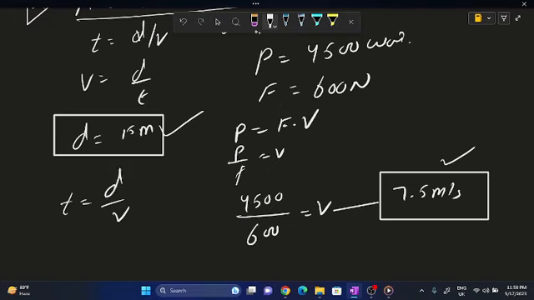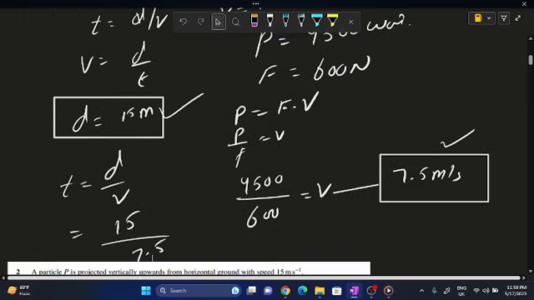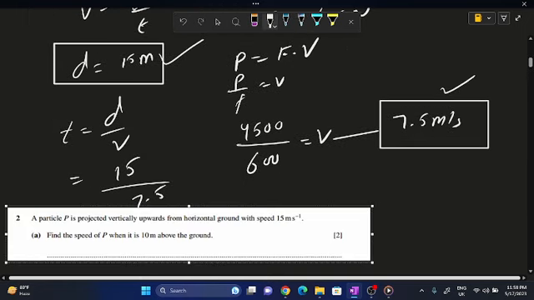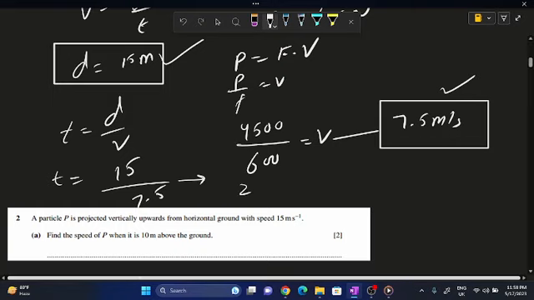This is actually D. So D is 15, V is 7.5. So do it and your answer would be coming as 15 by 7.5. Again do the same thing and your answer would be coming as 2 seconds. Same answer just like I figured out by the first method.